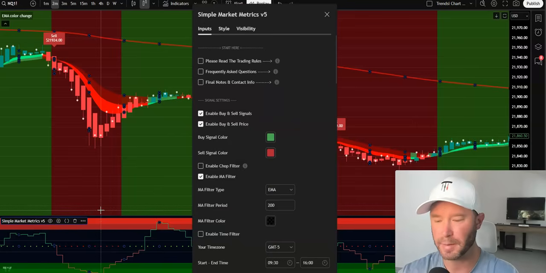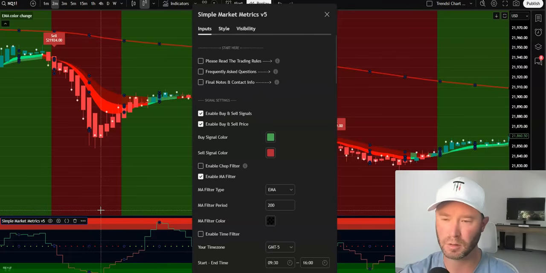So guys, let's just go from top to bottom down here real quick and look at each one of these settings and see what does it do? What can you turn on? What can you turn off?